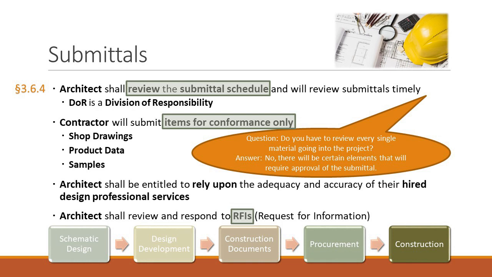So they send you something in writing on an RFI form, you respond. It helps clarify, well, how's that soffit going to work? How does that corner detail work? What are we doing with this? Because the drawings don't have 100%. It doesn't mean your drawings are wrong. It just means that there needs to be some more clarity to help the contractor build it properly. So that's what you have to do under 3.6.4.4.